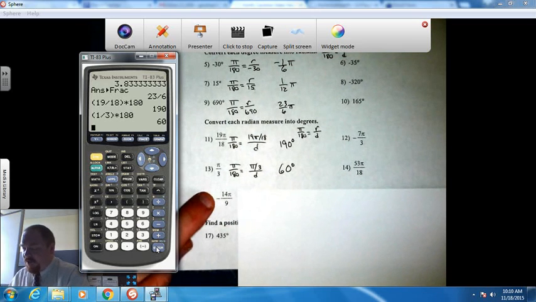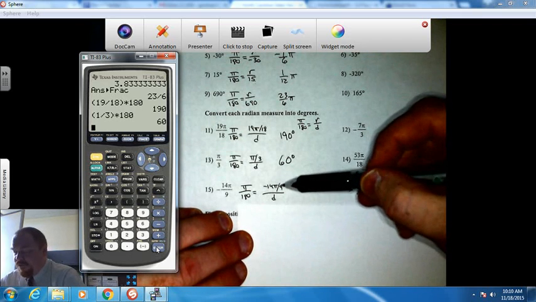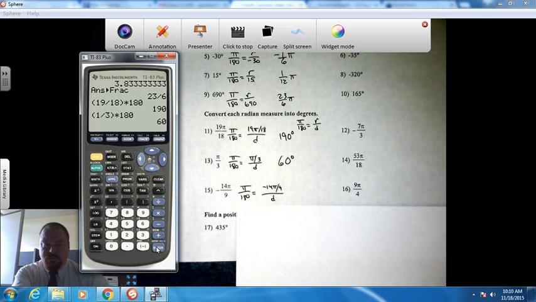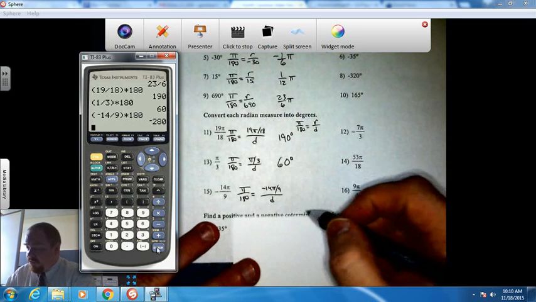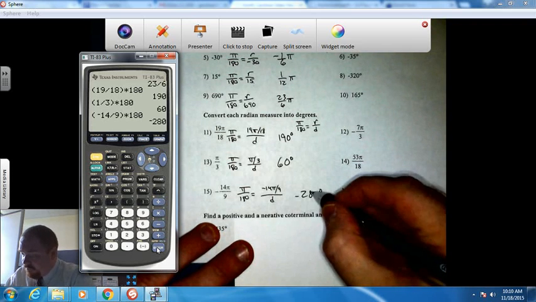The last fraction, okay, who cares that it's negative? Negative 14 pi over 9. So, parentheses, negative 14 over 9 times 180 is equivalent to negative 280 degrees.